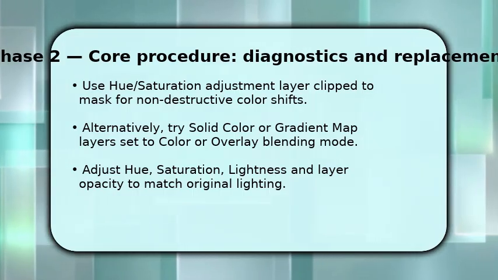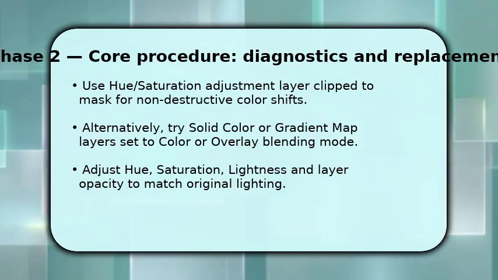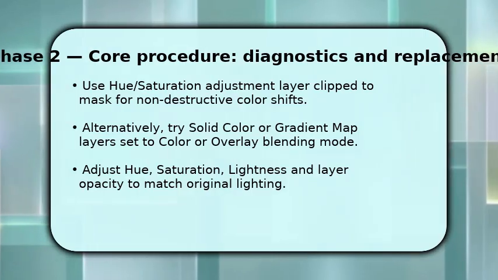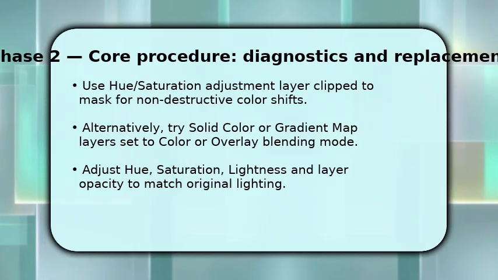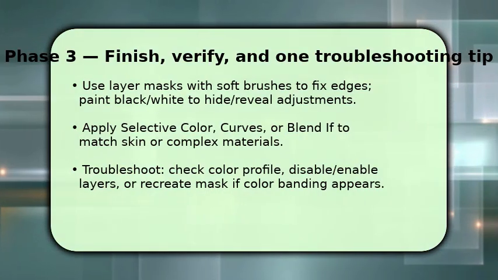If you need stronger control, add a solid color or gradient map and set the layer to color or overlay, then reduce opacity. Once done, use curves or levels above the color layer to restore contrast, because color shifts often darken. Finish by refining edges and matching the recolored area to the scene.